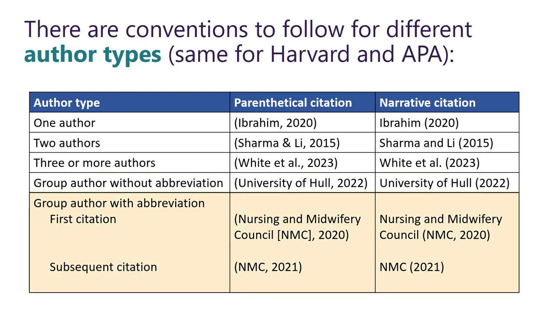If you want to give the abbreviation, then you can do it as part of the reference. For a parenthetical one, you put it in square brackets after the organisation's name within the round brackets. For a narrative citation, the abbreviation is given within the same round brackets as the date. For subsequent citations, you only need to give the abbreviated form. You can use the abbreviated form in your reference list as well.